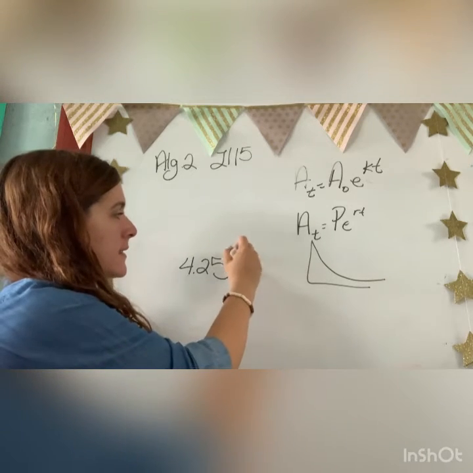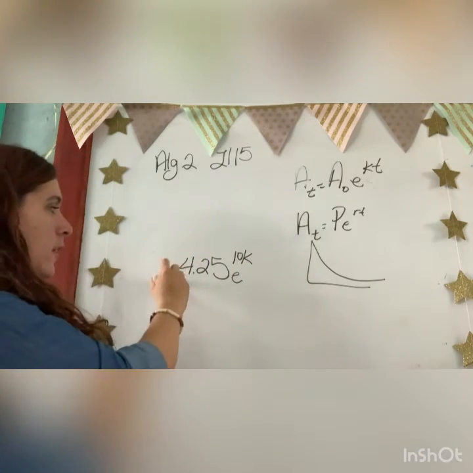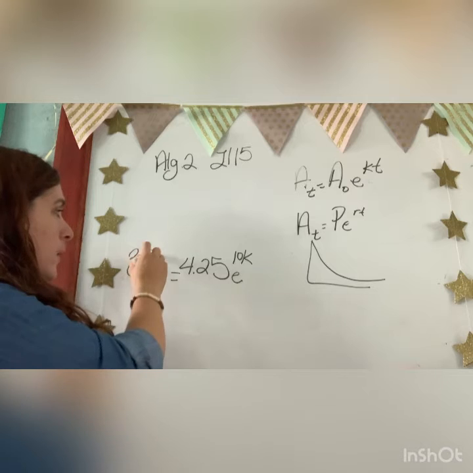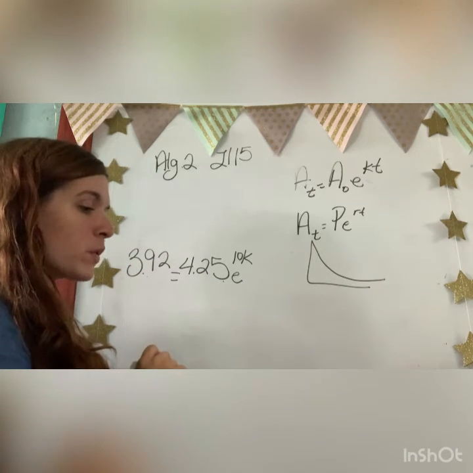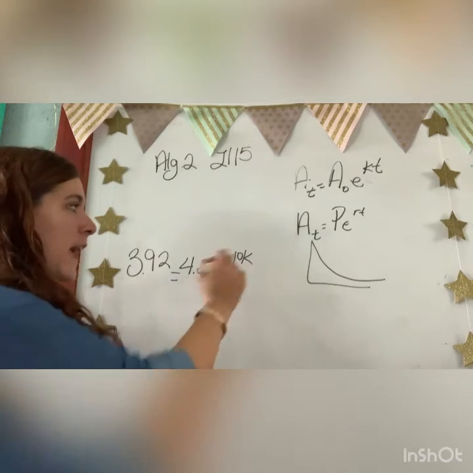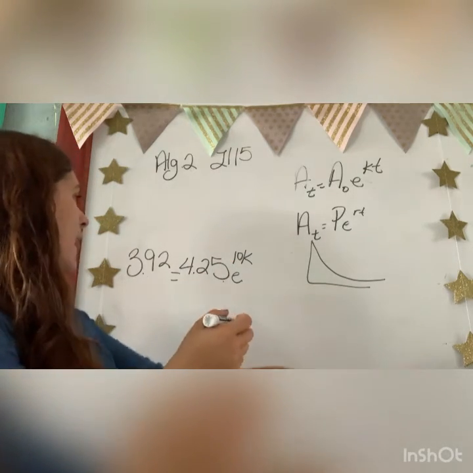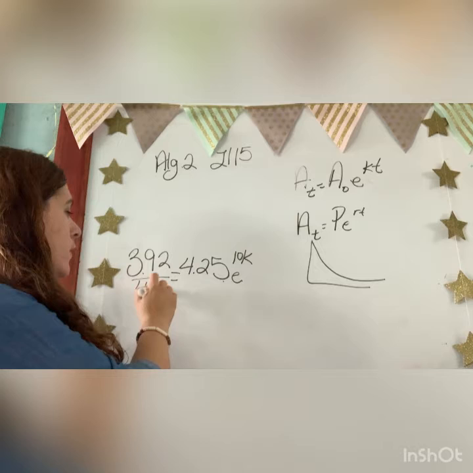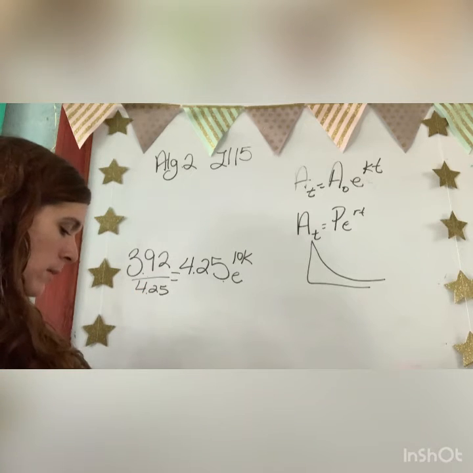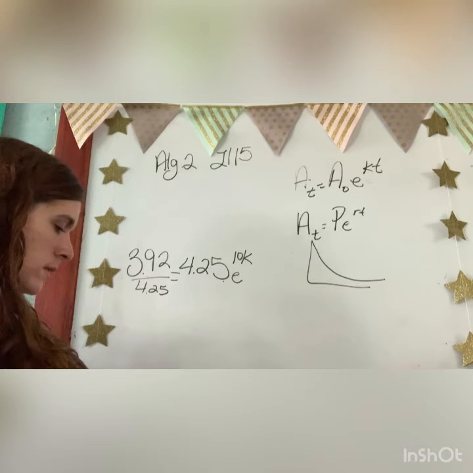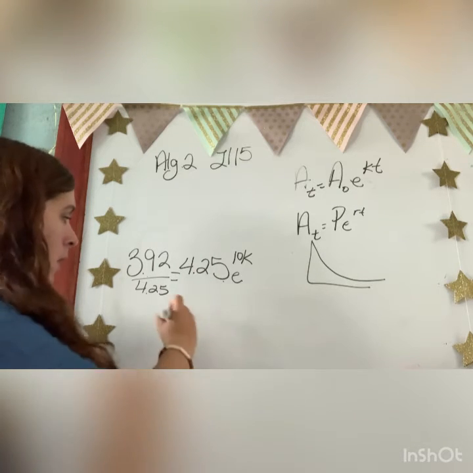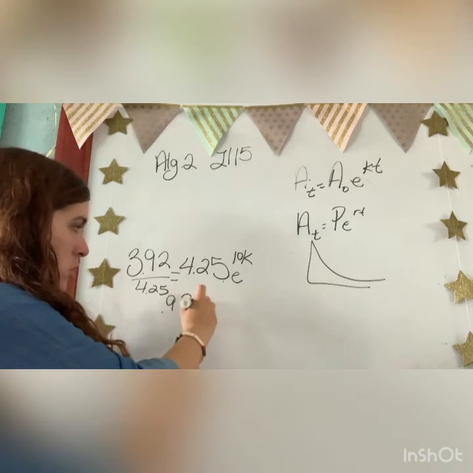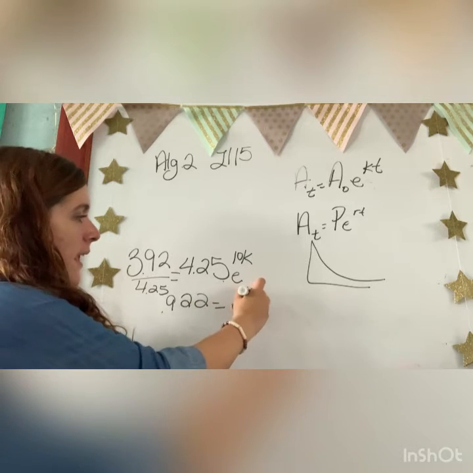So we have K, 10K, right, because it's 10 years later. And my result was 3.92, and you can see that it decayed, it got smaller. How much would remain after 30 years? Okay, so let's find our K first. That means we divide over here by 4.25. 3.92 divided by 4.25 equals 0.922 equals e to the 10K.